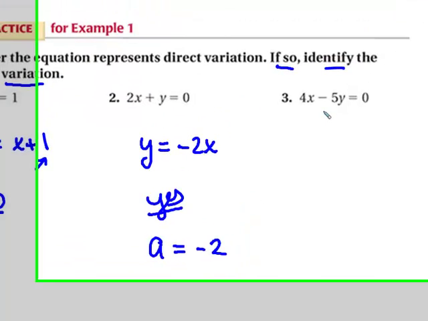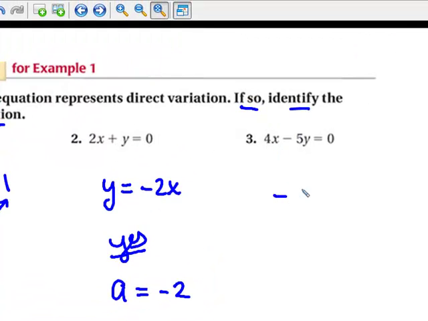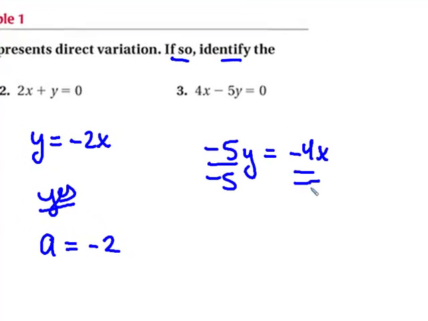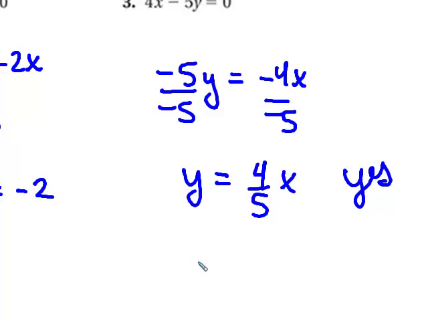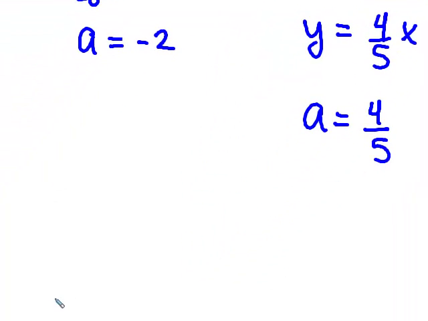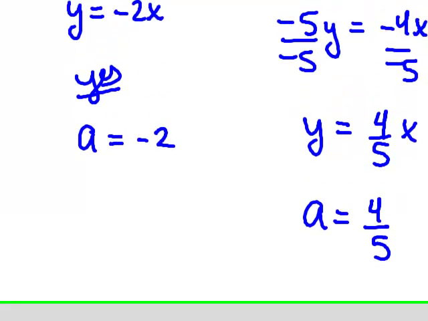Let's try this one here. I will subtract my 4x, so I get negative 5y equals negative 4x. I have to keep going and divide by my negative 5. So y equals positive 4/5 x. The y-intercept here is 0, so the answer is yes, and the a is 4/5. So you'll be asked to do some problems like that.